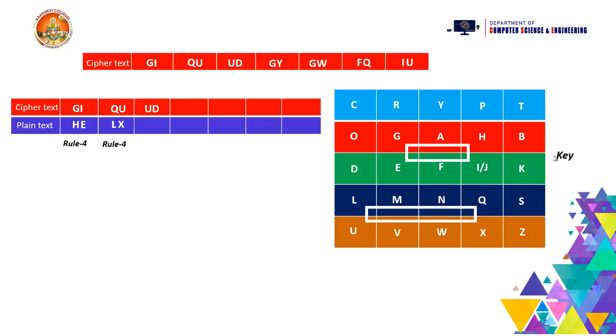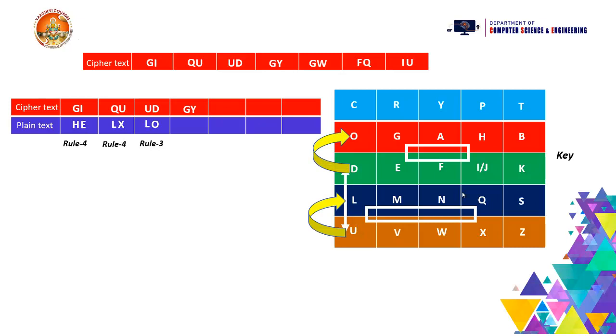Next, UD. Verify U and D in our key sequence. U is here, D is here. Both are in the same column, so rule 3 is applied. If both letters are in the same column, these letters are replaced with the letters above them. U is replaced with L and D is replaced with O.